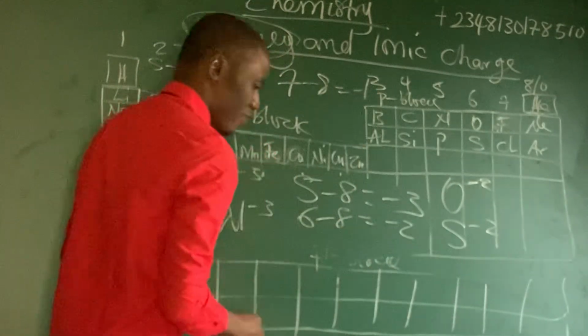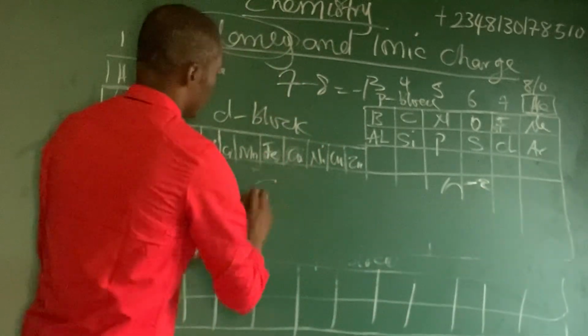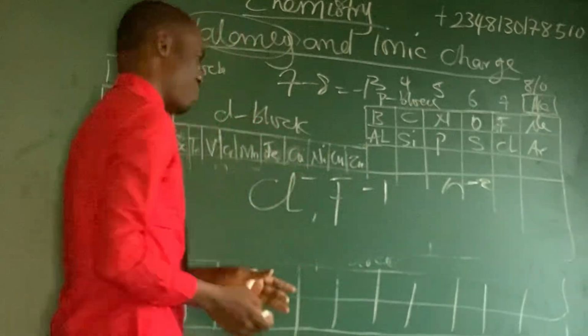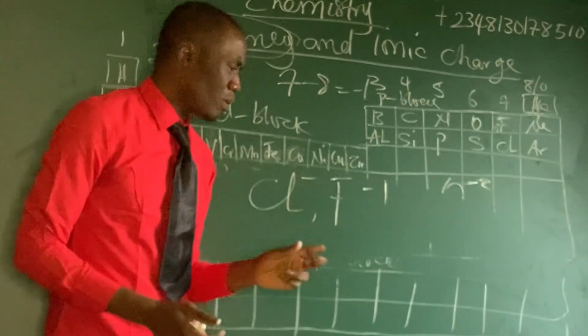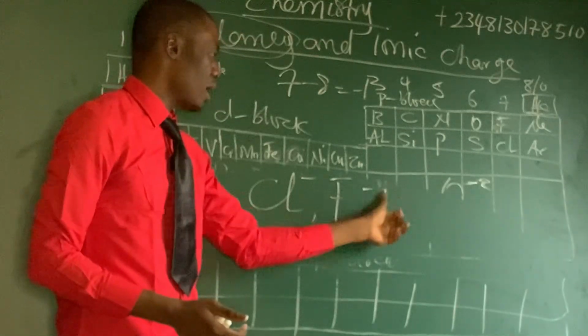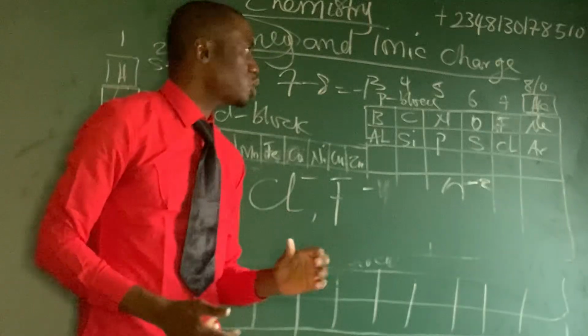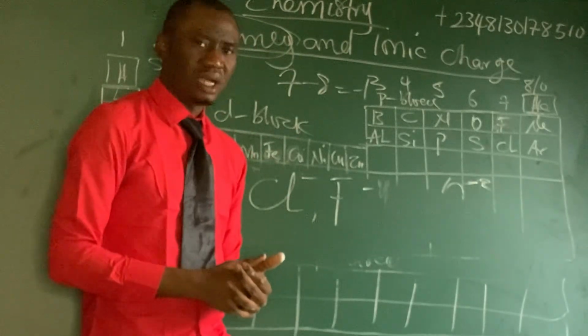So chlorine definitely will be written like this. Chlorine is always -1. Fluorine is always -1. Remember, these are the ionic charges, but the valency number is 1. The valency number is 1. So this is how to differentiate between valency number and ionic charge.